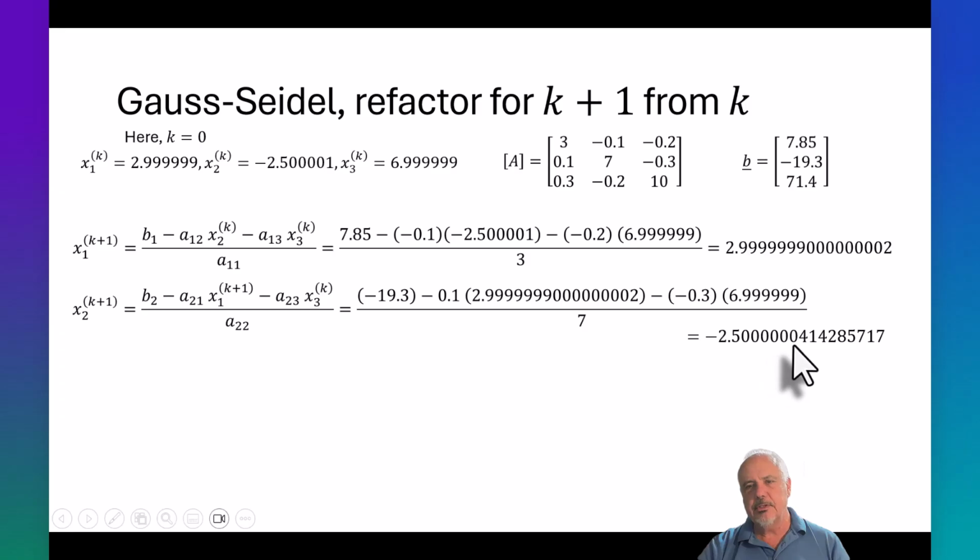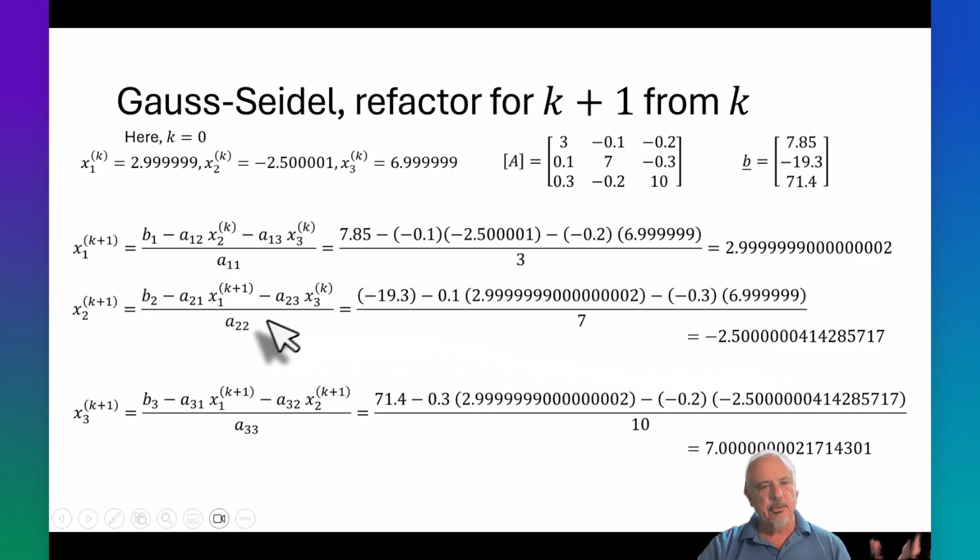So this is reducing towards the 2.5, because remember that 1 that you see here would be 1, 2, 3, 4. It'd be right there. So we are diminishing towards that 2.5 very nicely. And then for the X3, we're using, again, the very newest X1 and the newest X2 that we've just calculated.